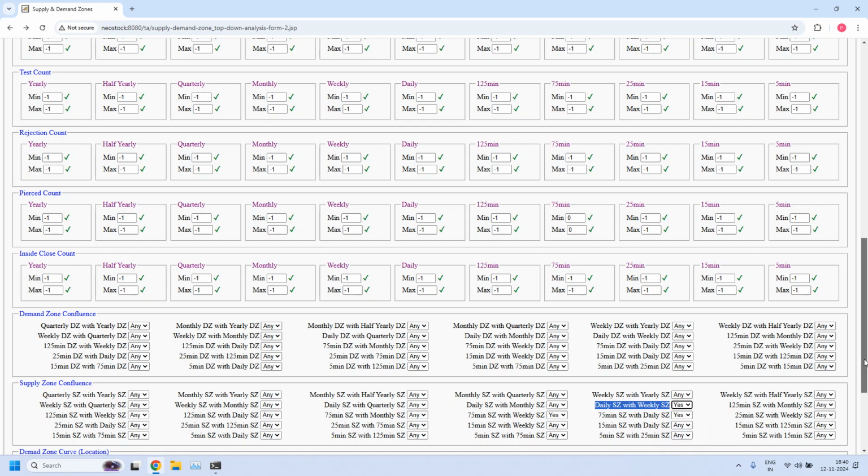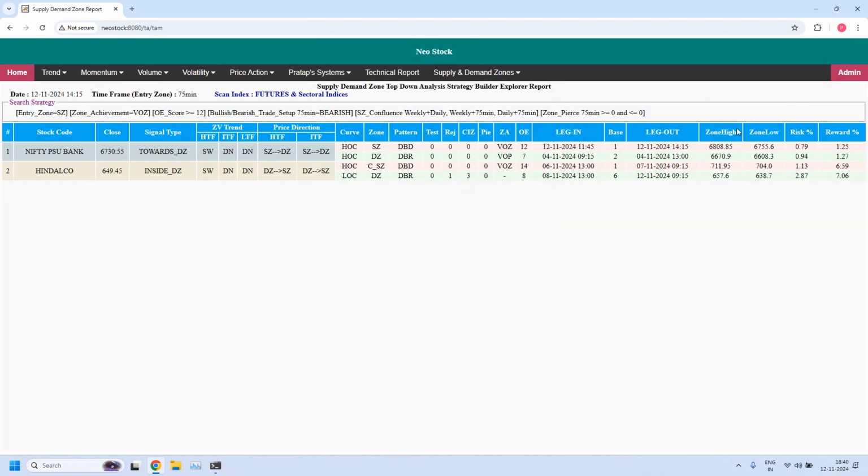With all the 3 filters, we are getting LTF, ITF, HTF confluence stocks. We got 2 stocks. No need to look for EMA confluence because both the HTF zones are having sideways trend. So EMA confluence does not give any additional advantage in sideways market.